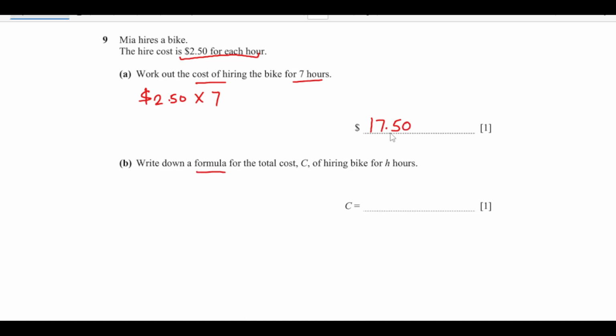Write down the formula for the cost C of hiring the bike for h hours. So C is the cost. Each hour is 2.50, so for h hours it's going to be 2.50 times h. So C is 2.50 h.